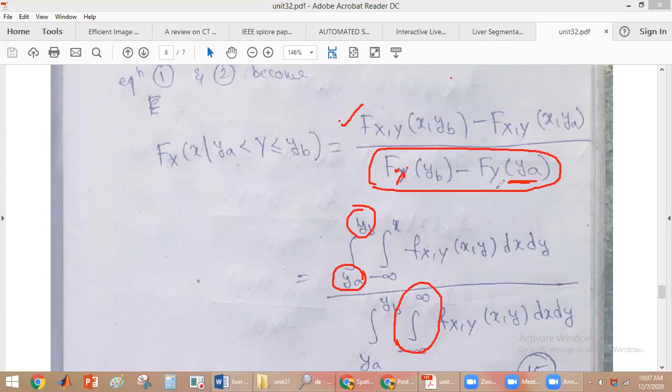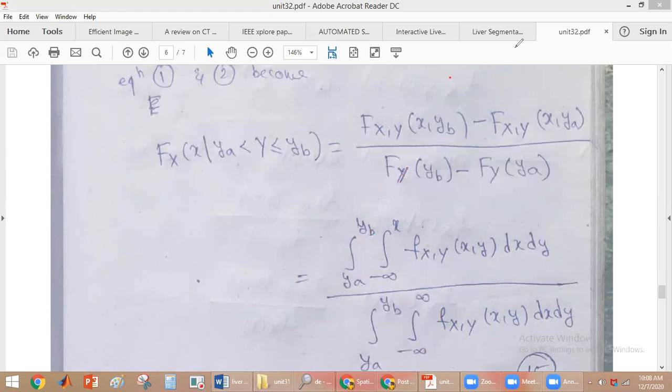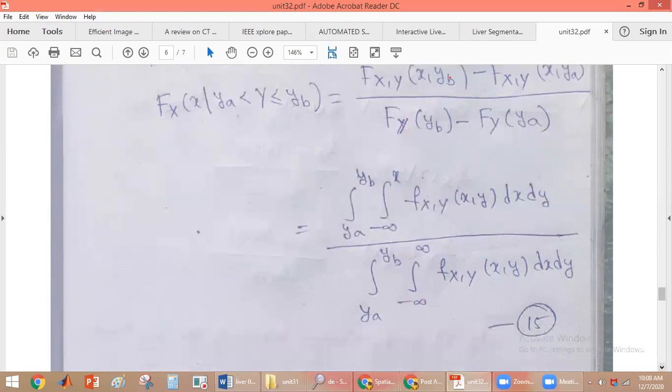In the denominator we have the marginal distribution function, which can be obtained from the density function, where the x range is minus infinity to plus infinity and the y range is ya to yb, Fxy of x comma y dx dy. So you will be having many equations. All of you should remember all these equations, then only it is easy.